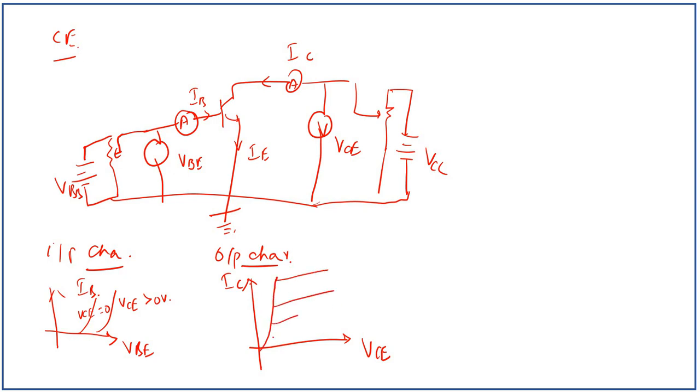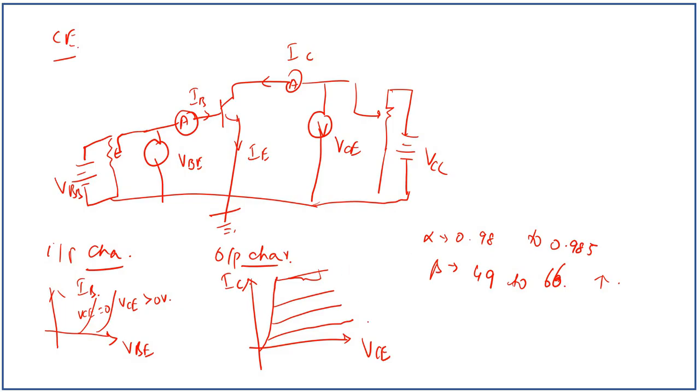There is a small slope compared to common base here, because when alpha changes from 0.98 to 0.985, the current gain of common emitter, which is beta, changes from 49 to 66, which is a larger change. So there is a slope here in the output characteristic curve.